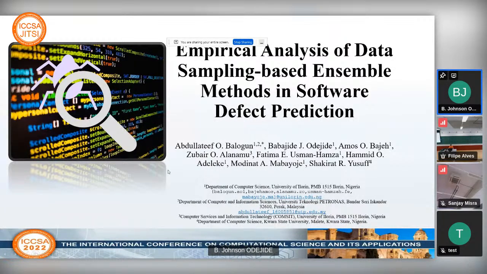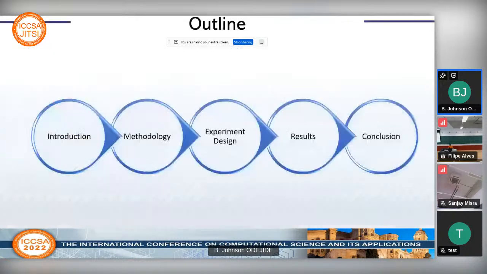Okay. So, hello, my name is Babajide Johnson Odajude. I am one of the co-authors of this paper, Empirical Analysis of Data Sampling Based Ensemble Methods in Software Defect Prediction. So this is the outline of this presentation: the introduction, the methodology, experiment design, then the results, and then I move to the conclusion.